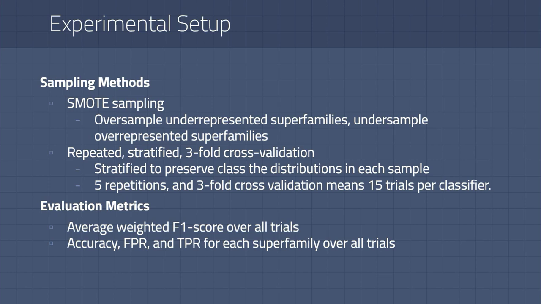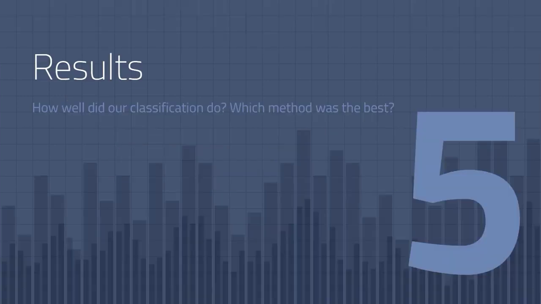We then use the weighted F1 score, again because of the imbalance in classes, to evaluate each of the classifiers. We then use accuracy, the false positive rate, and the true positive rate on each of the superfamilies for the best classifier. Now, with this experimental setup, we must determine which classifier performs the best.